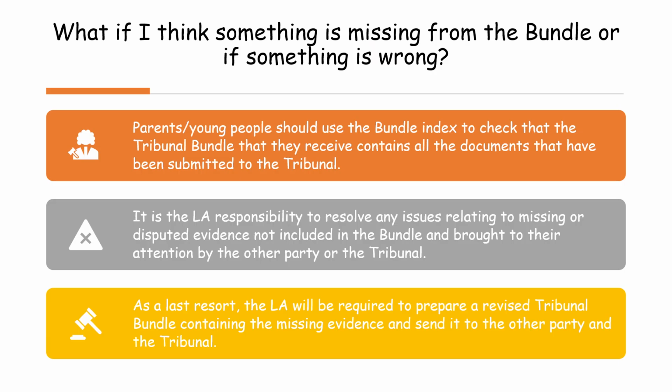So what if you think something is missing from the bundle or if something's wrong? Parents or the young person should use the bundle index to check that the tribunal bundle that they have received contains all the documents that have been submitted to the tribunal. It is the local authority's responsibility to resolve any issues relating to missing or disputed evidence not included in the bundle and brought to their attention by the other party or by the tribunal. As a last resort, the local authority will be required to prepare a revised tribunal bundle containing the missing evidence and send it to the other party and the tribunal.